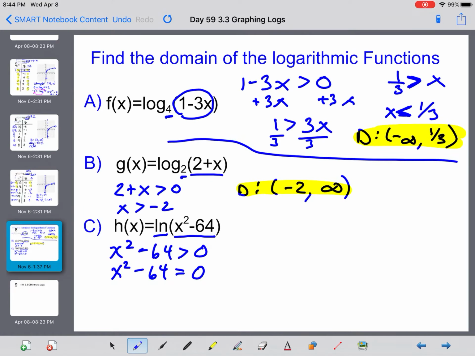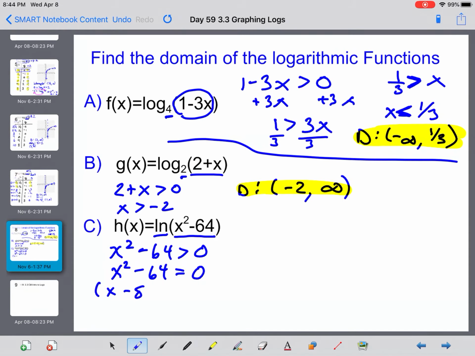And that gives me the numbers that either A, make the denominator 0, so makes the function undefined. That's not an issue here because they are quadratic. So my domain with a quadratic function is all real numbers, but it does help me figure out where the zeros are going to be. So I'm going to go ahead and solve this equation.